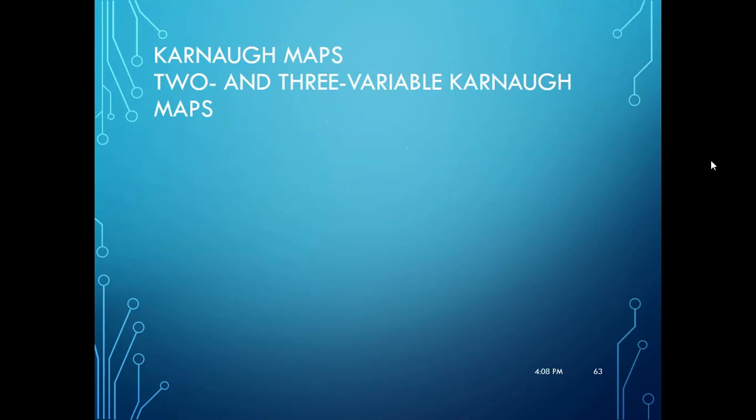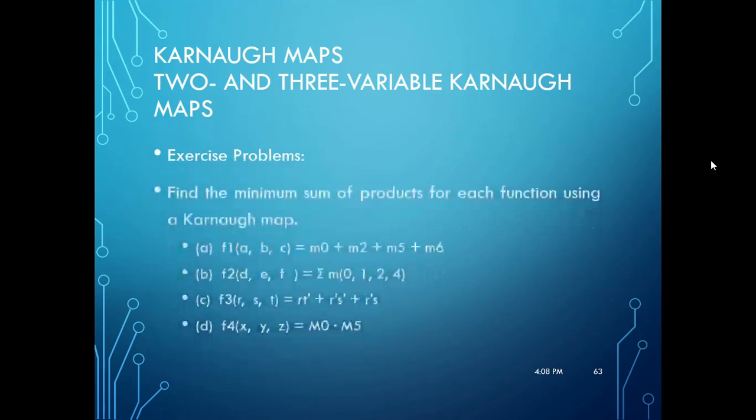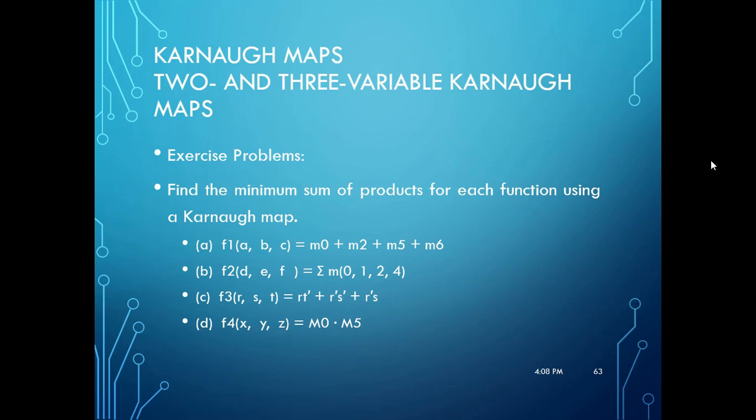Take some more exercise problems. Find the minimum sum of products for each of the functions using a K-map. Take f1 with the variables a, b, c, that is equal to min term 0 plus m2 plus m5 plus m. And one more problem: f2 with variables d, e, and f, that is equal to summation of min terms 0, 1, 2, 4.